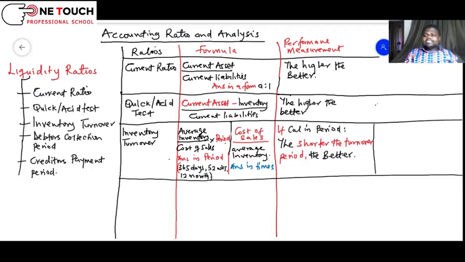But if the answer is in number of times, then ideally we are saying that when you turn over many times, it means that you are doing well. So if calculated in times, we are saying that the higher the number of times, the better.